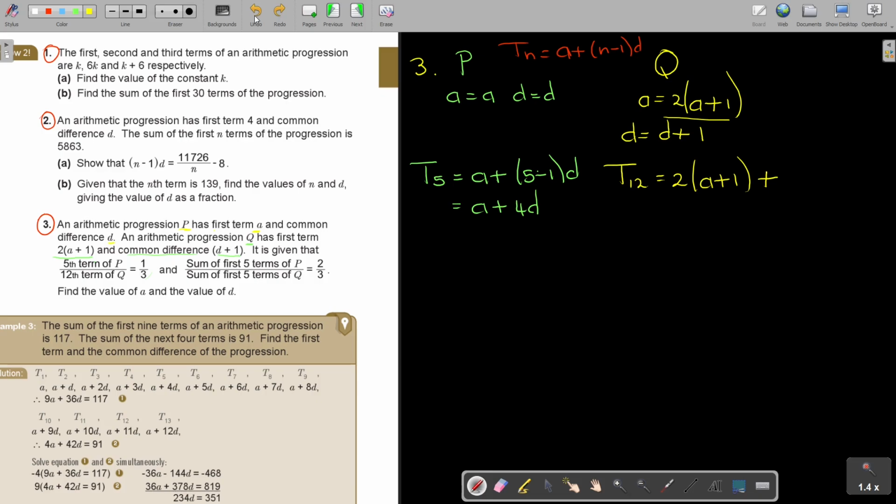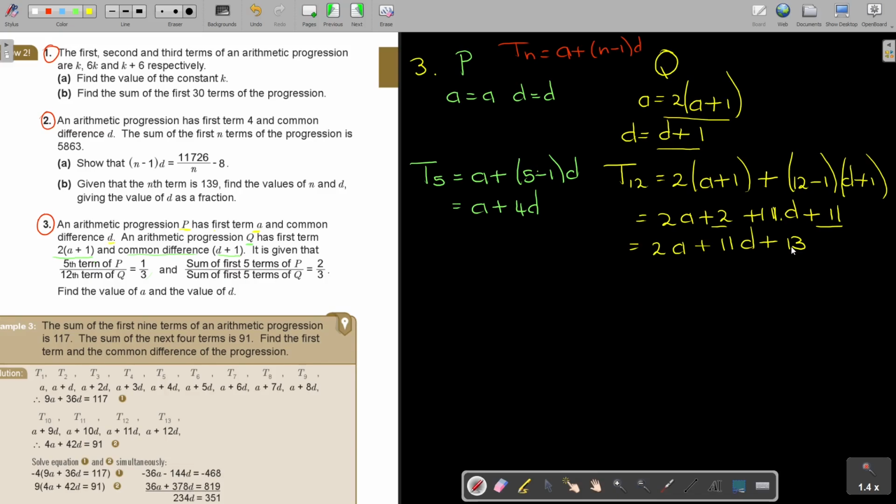I'm going to leave it in that format. So it's going to be 12 minus 1. Get that bracket correct. And then don't forget D is D plus 1. So it's going to be 2A plus 2 plus 11D plus 11. And if I simplify it, it's just going to be 2A plus 11D, and the 2 plus the 11 will be 13.